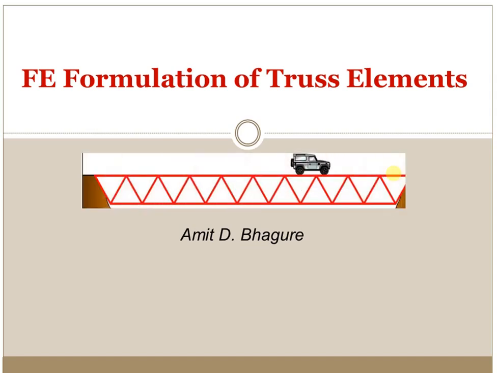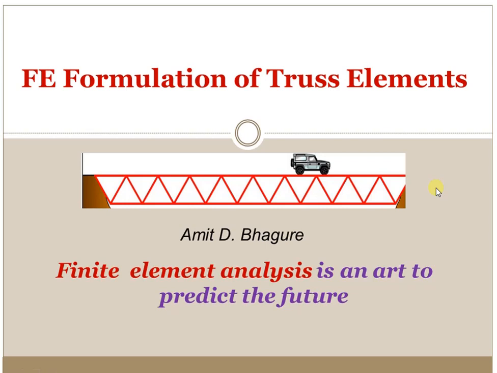The example of truss you can see here: there is one bridge on which one car is moving. So these bars are called a truss. So finite element actually is an art to predict the future. It means if some cars are passing on this bridge and you want to predict how many cars can pass over the bridge at a time, it means you can predict the failure of this bridge. That is the finite element analysis.